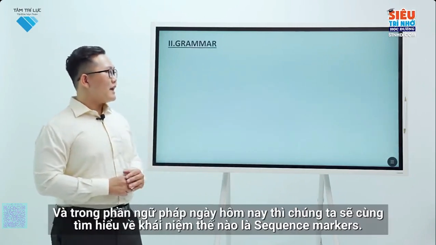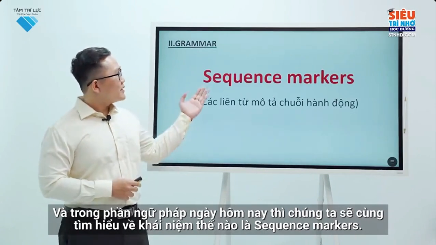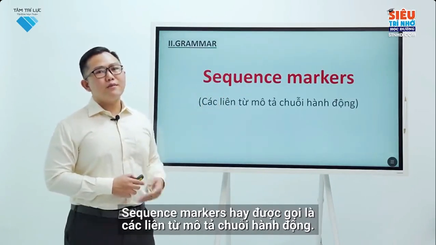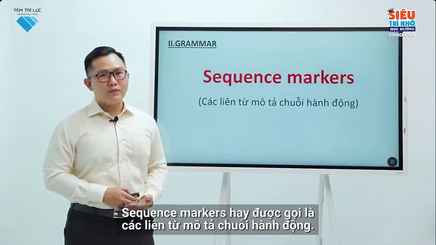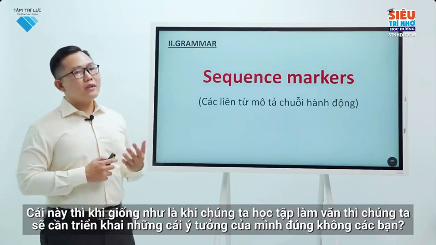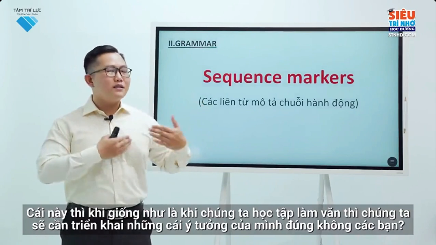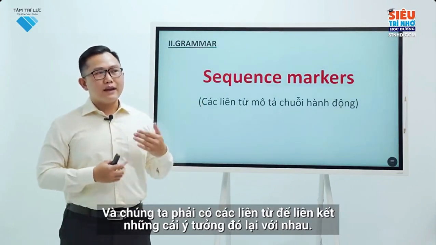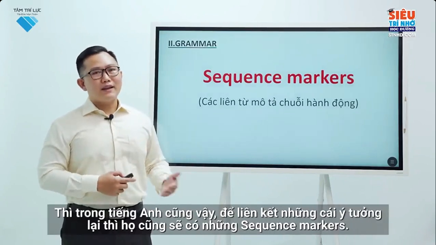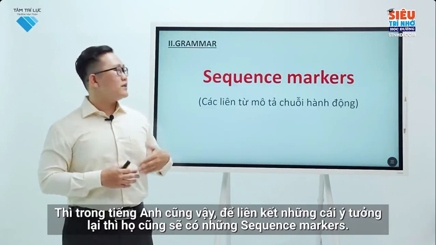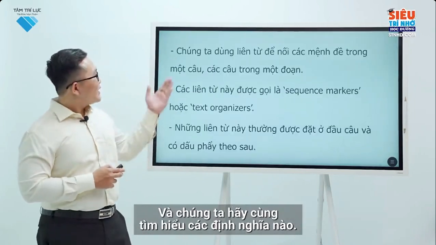And in today's grammar part, let's learn about the definition of sequence markers. Sequence markers are also known as conjunctions that describe sequences of actions. This is similar to how we will need to develop our ideas when learning essay writing, right? And we will need conjunctions to connect those ideas. We will also have sequence markers in English to link ideas together. Let's learn about the definitions together.